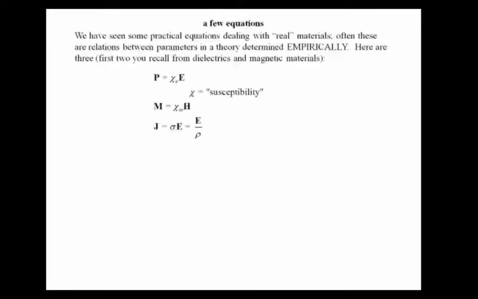Well, here are a few equations that partially at least we're familiar with. These are so-called empirical equations because they really rely on observations without theory. But basically what it says is that the polarization or the magnetization of materials depends on the strength of the field that's producing them. And in this case it's the E field, and here it's the H field. And you recall this chi was called the susceptibility, either electric or magnetic.